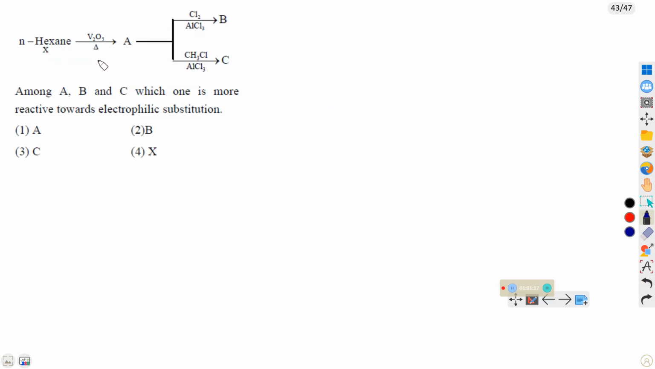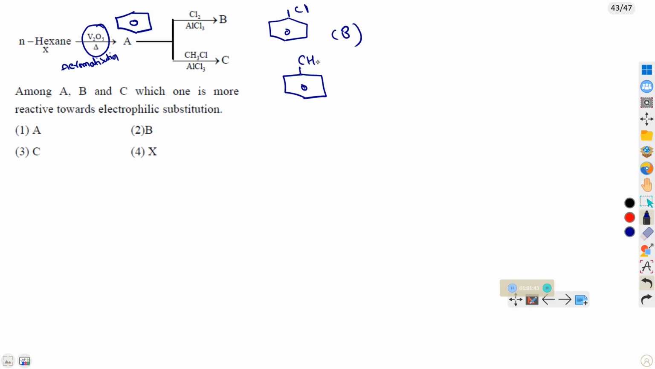n-Hexane with V2O5, heat. The process is called aromatization. Aromatization gives benzene. Benzene reacts with chlorine in the presence of a Lewis acid and gives chlorobenzene. This is B. It reacts with methyl chloride, then it gives toluene, C6H5CH3. This is C.